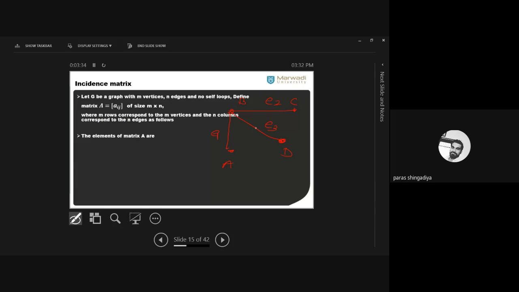So the m rows correspond to m vertices, means vertices are reflected in the rows. If there are 5 vertices, it indicates 5 rows. And the n columns correspond to n edges. If there are 6 columns, it indicates 6 edges in the graph. If there are 8 columns, 8 edges; if 9 columns, 9 edges. So rows indicate vertices and columns indicate edges. Is it okay up to this?